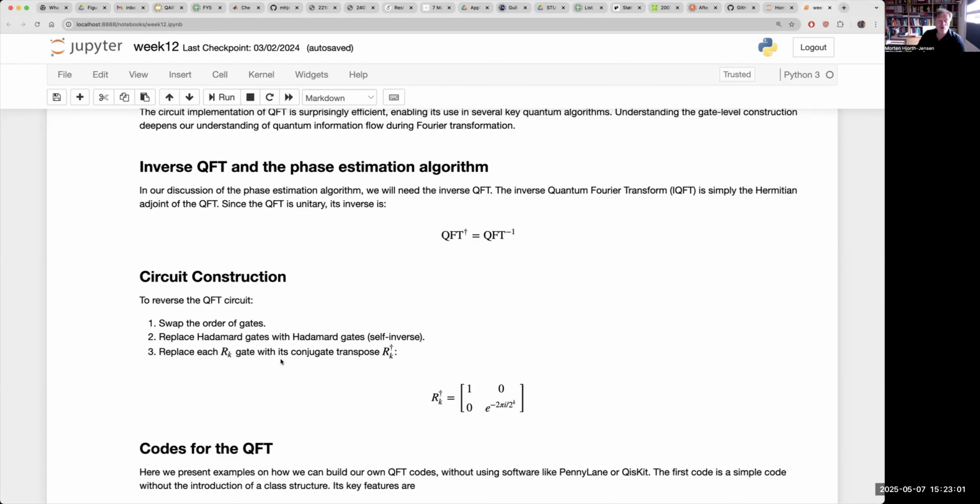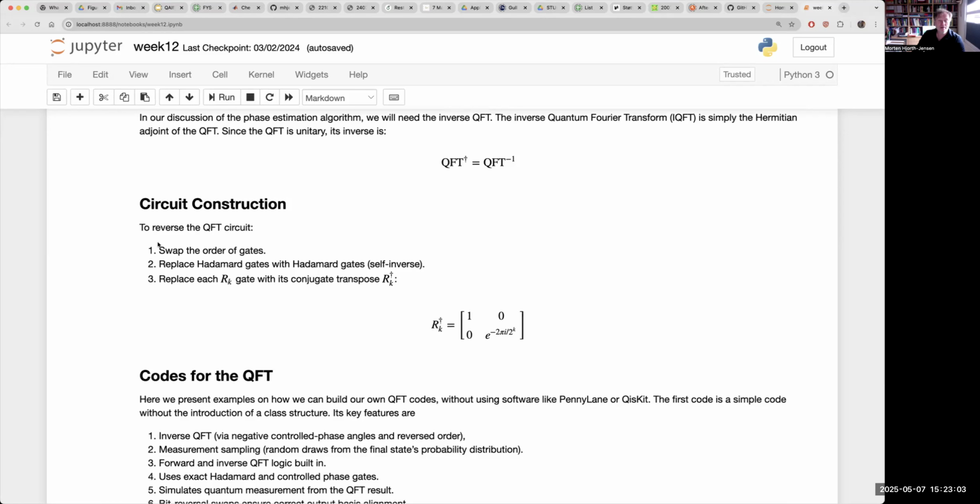And in the circuit constructions, to reverse the QFT circuit, you swap the order of the gates, and you replace Hadamard gates with Hadamard gates, self-inverse, obviously. And then you replace each rotation gate with its conjugate transpose. That is essentially what you would need when you're setting up the inverse of a quantum Fourier transform.